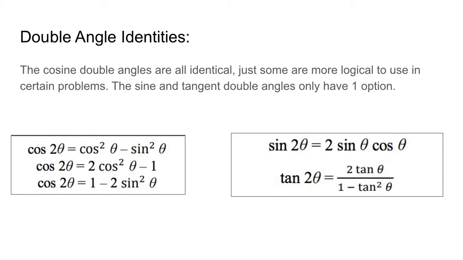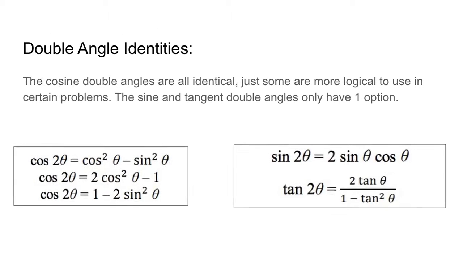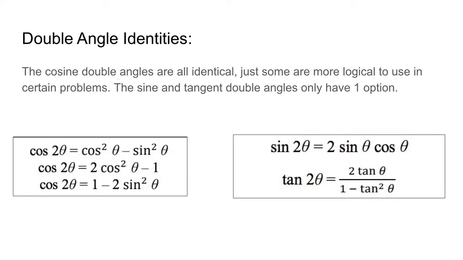Hey guys, so for this section, you guys are going to be looking at double angle identities. In your textbook, there's half angle and there's a couple other identities being introduced. We are solely going to be looking at double angle identities. Now, we have three types of cosine double angles.